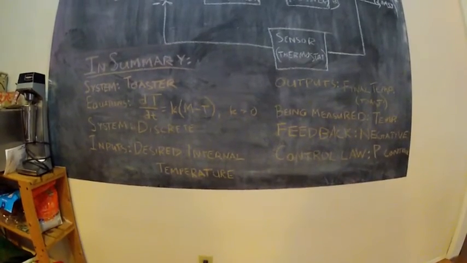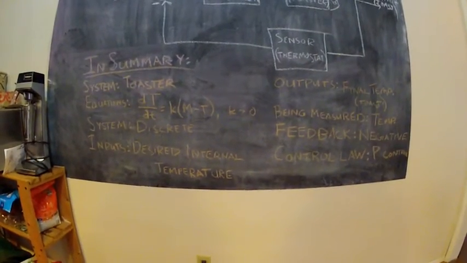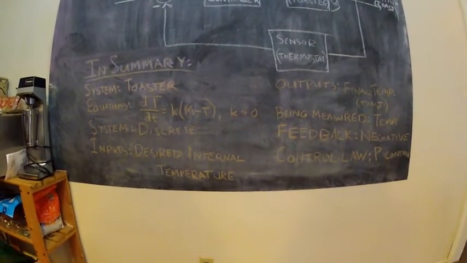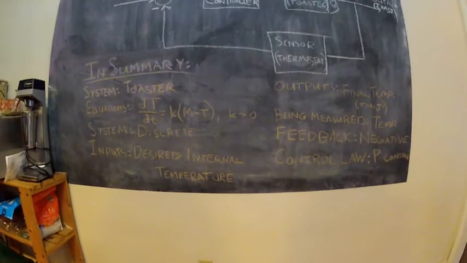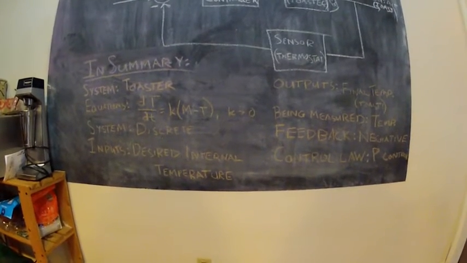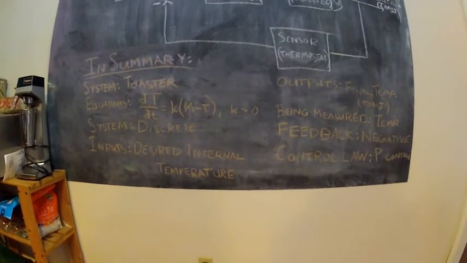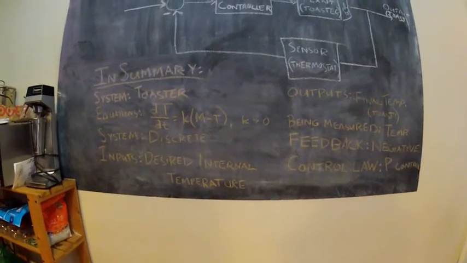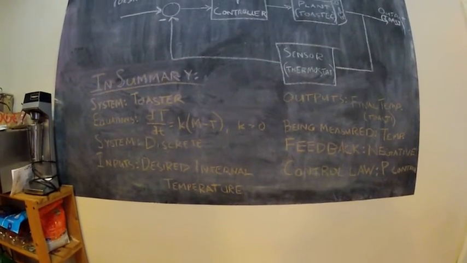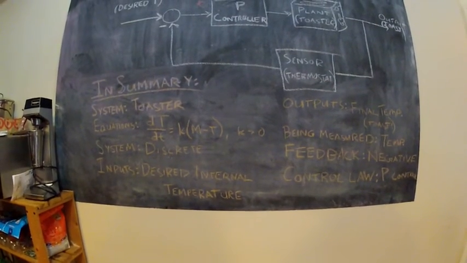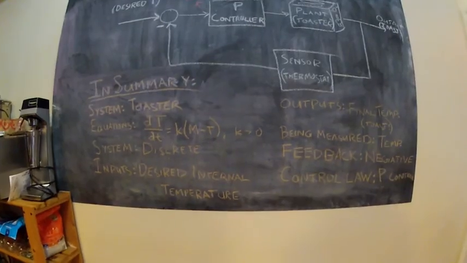In summary, we just reviewed the dynamic controlled process of a toaster. Equations, Newton's law of heating, a discrete system with the input as the desired internal temperature and the output being the final temperature, and a nice piece of toast. Temperature being the thing measured with a negative feedback loop and a proportional controller. That's it.